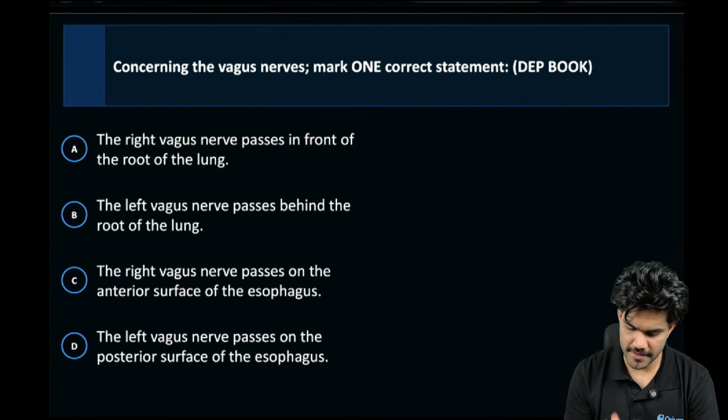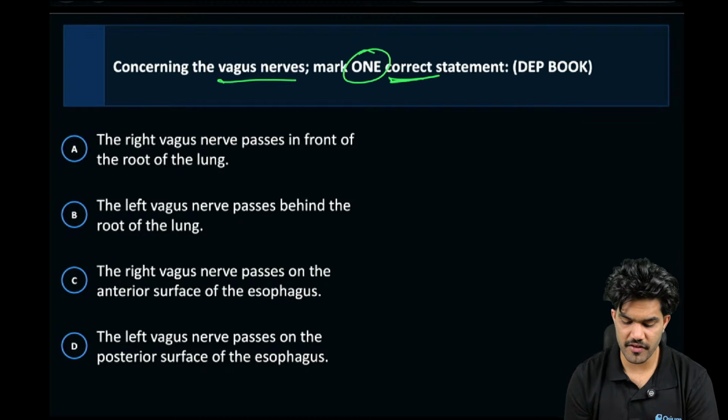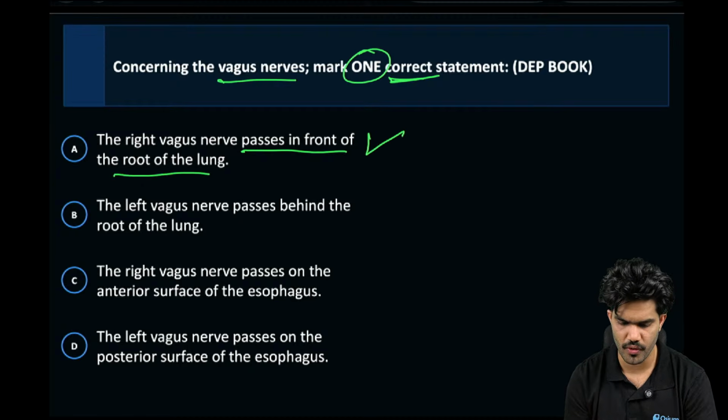Concerning the vagus nerve, mark one correct statement. The right vagus nerve passes in front of the root of the lung. Yes, the root of the lung. Yes, true.